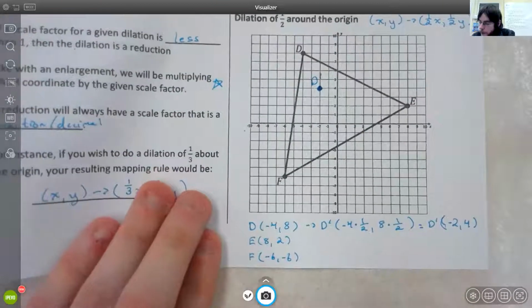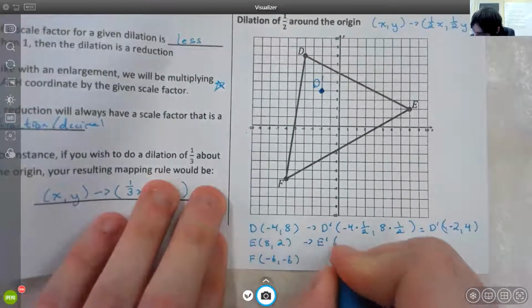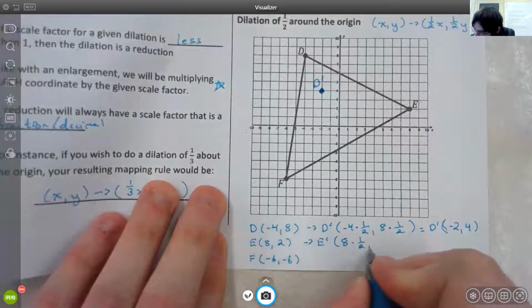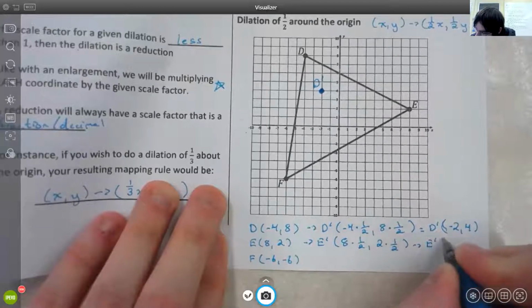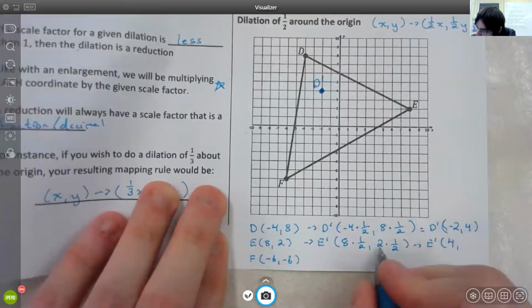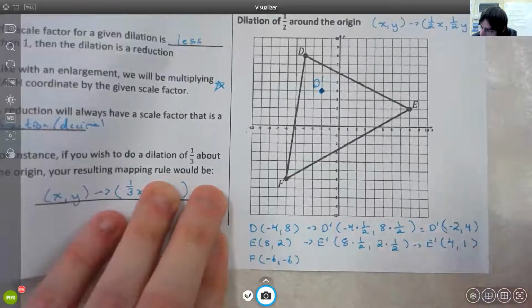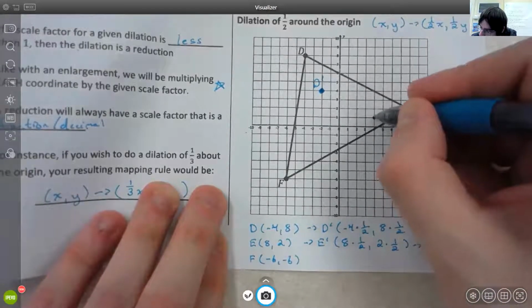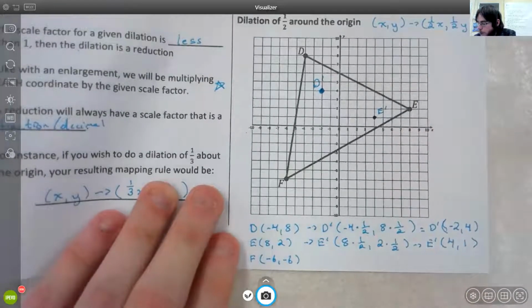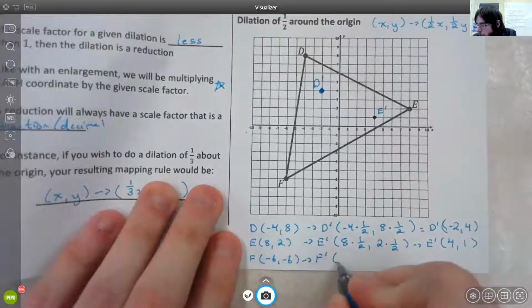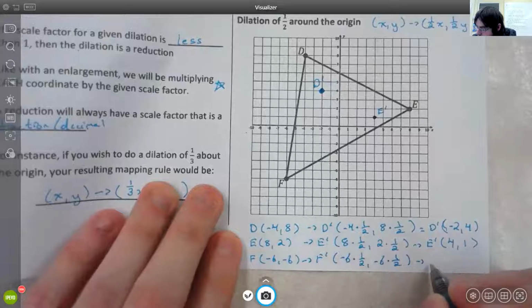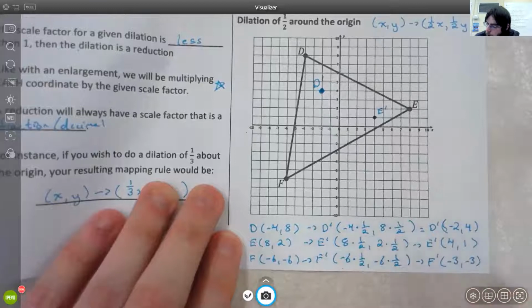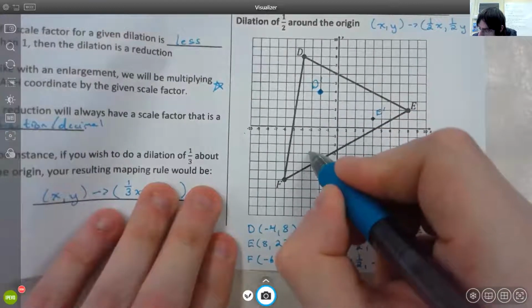Then we do the same thing for E and F. E prime is going to be 8 times 1/2 and 2 times 1/2. 8 times 1/2 is 4 and 2 times 1/2 is 1, so E prime is (4, 1). Then for F prime, you have -6 times 1/2, and the same thing for your y. 1/2 of -6 is -3, so the coordinates for F prime are (-3, -3).